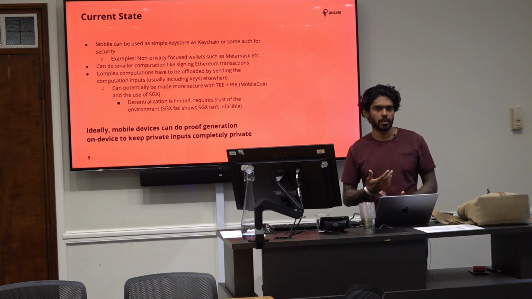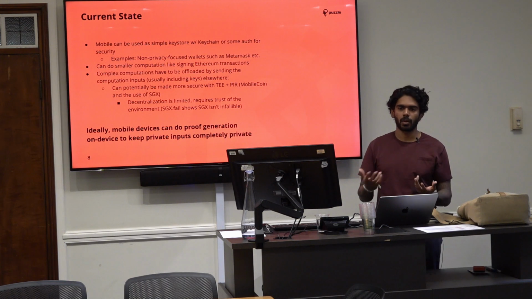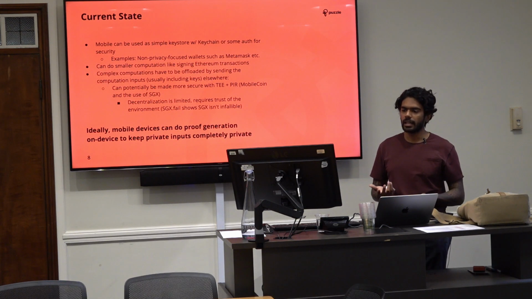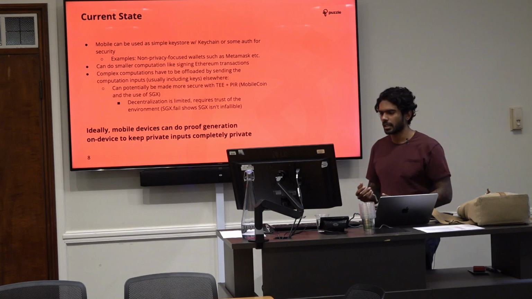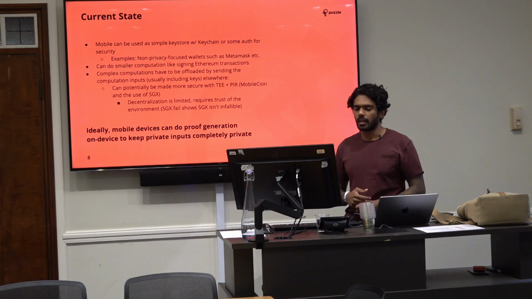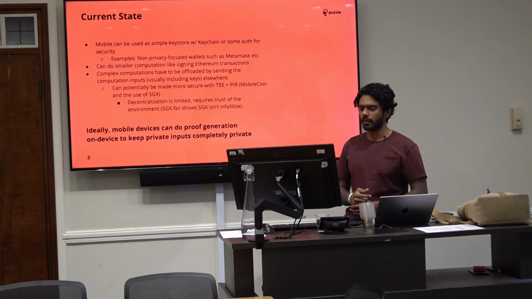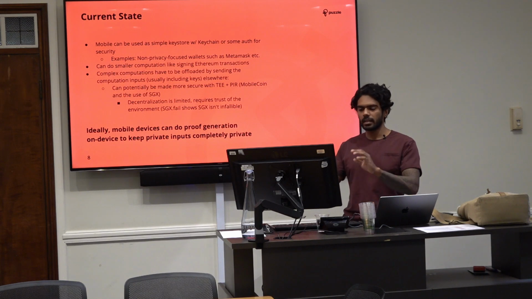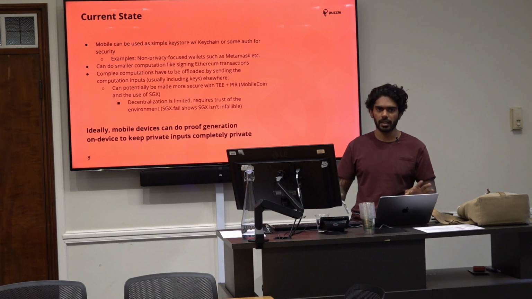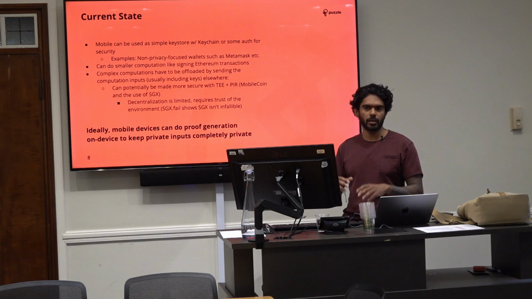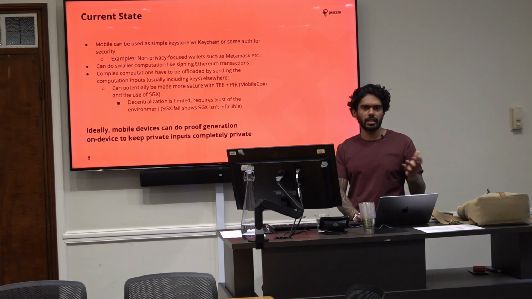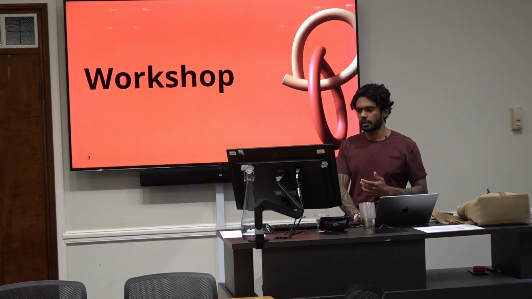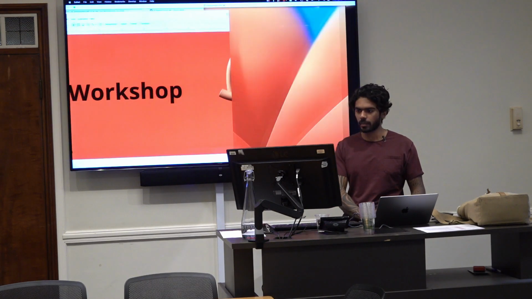We think that in an ideal world, mobile devices are able to do all proof generation on device, so we don't have to send private inputs anywhere. That would create a lot of peace of mind and be more secure than sending private inputs off somewhere else. So that's the ideal state. We're getting there, but we're not there yet. We're going to try and demonstrate what this looks like today, and hopefully share some ideas about how we can improve it in the future. Cool. So we're going to get to the workshop now.